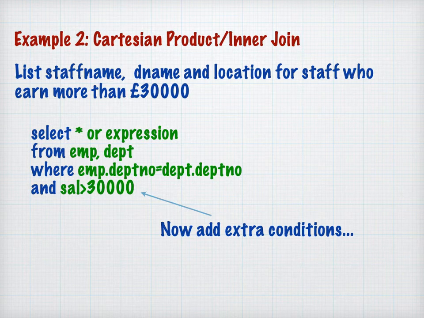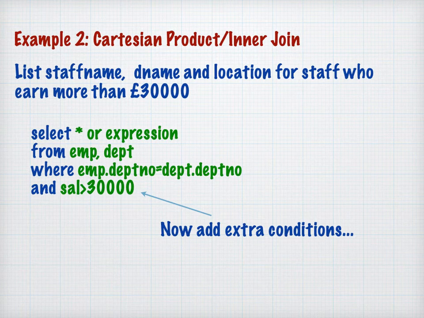But in fact, if you look at the original query, it says who earn more than 30,000. So if that was just a normal query, we would go, where salary is greater than 30,000. But of course, that means we've got two conditions that need to apply. We need to do the department number equals department number bit, but we also need to do the sal bit. So we're going to combine those, and the way that we do that is to use an AND. So you can see we've got department number equals department number, and sal is greater than 30,000.